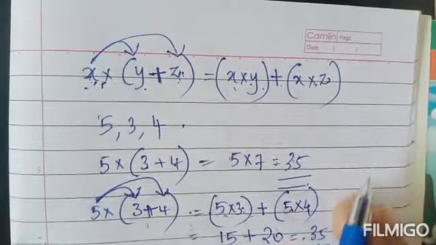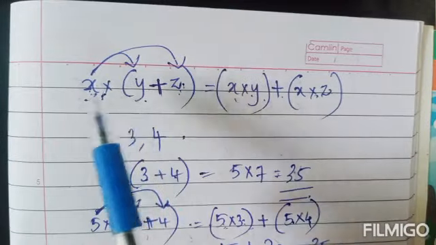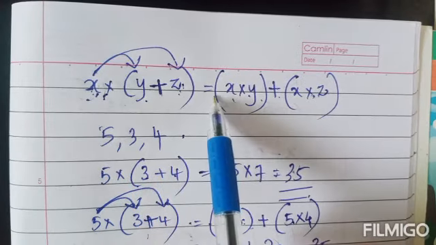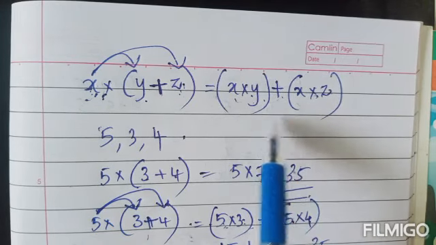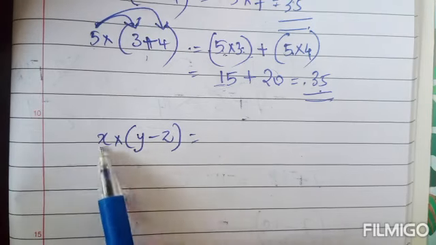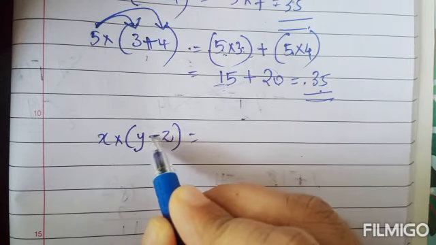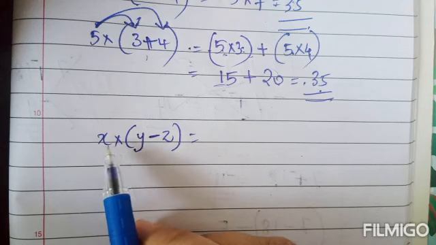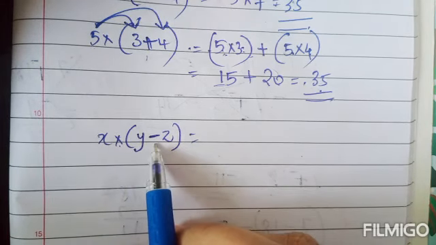So we can say that for any three whole numbers x, y and z, x into (y plus z) will be equal to x into y plus x into z. Okay. Now x into (y minus z). So here the sign is minus. This is the distributive property of multiplication over subtraction.